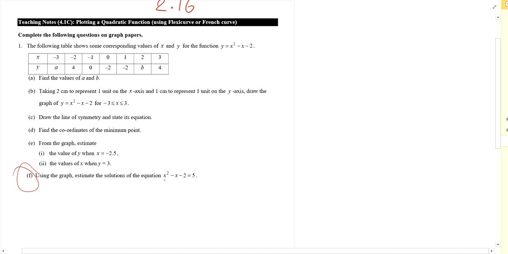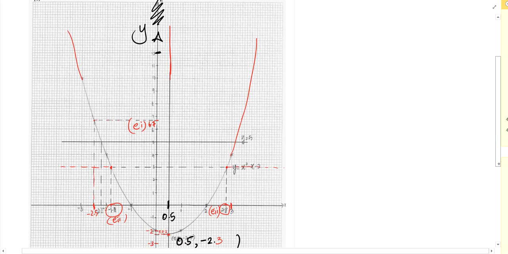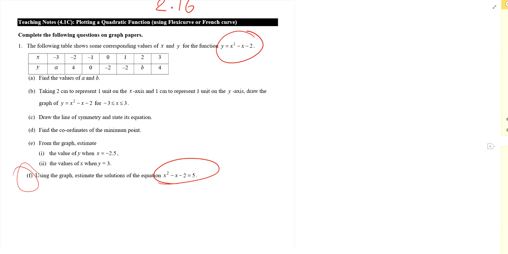We were supposed to estimate the solutions to this equation over here. At the moment, we already have the graph, the parabola for y equals x squared minus x minus 2, and it looks like this. So how are we supposed to use our graph to determine solutions for x squared minus x minus 2 equals 5? First, we need to notice whether there are any similarities or not.